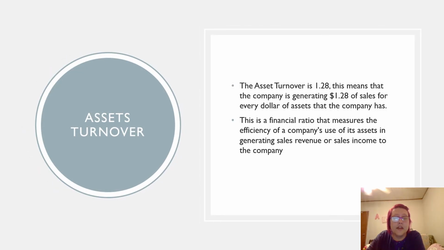And lastly, we have the assets turnover. This is a financial ratio that measures the efficiency of a company's use of its assets in generating sales revenue or sales income to the company. And for Starbucks, it's 1.28. This means that for every dollar of assets the company has, it is generating 1.28 of sales.